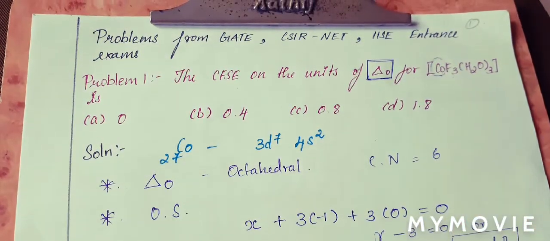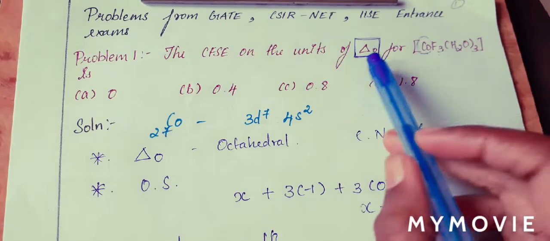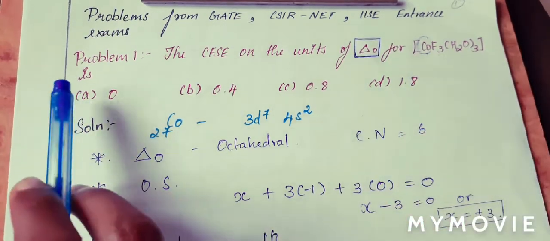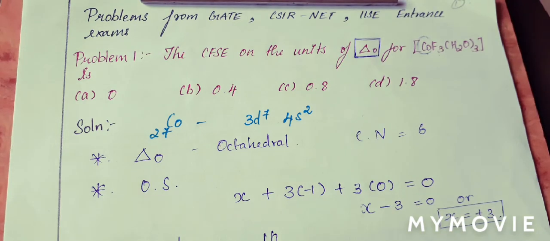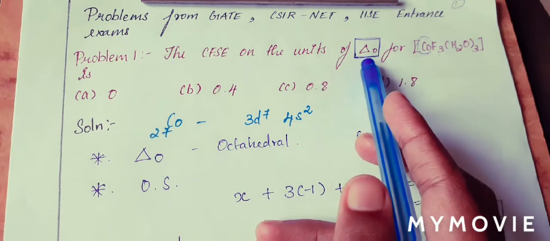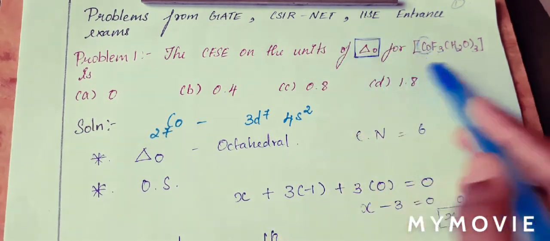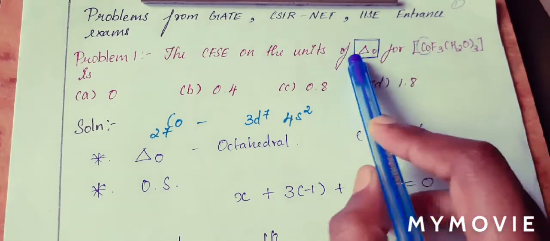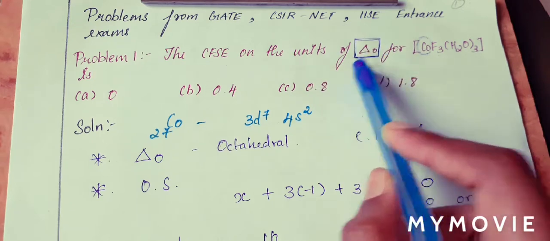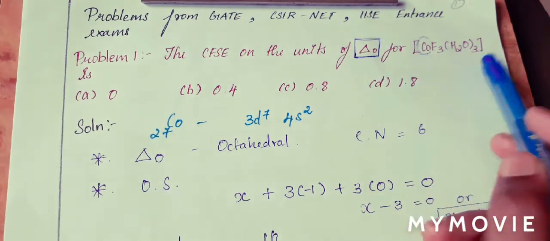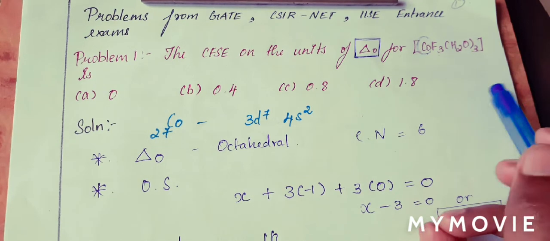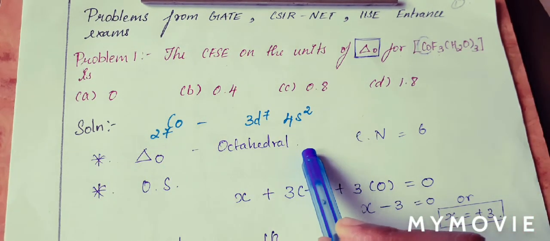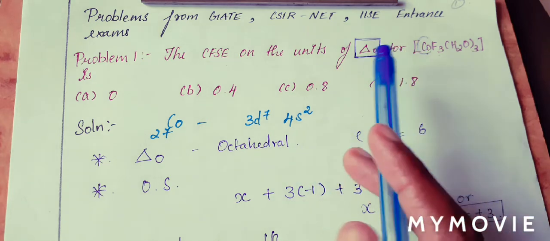The first problem is: the CFSE in units of delta naught for this particular complex is. So the first step is already over, because the question already carries a hint that the complex is octahedral, which is indicated by this particular hint, delta naught or delta O, which means that this complex is octahedral in nature. But this may not happen in many cases. Some questions may not have this indication.